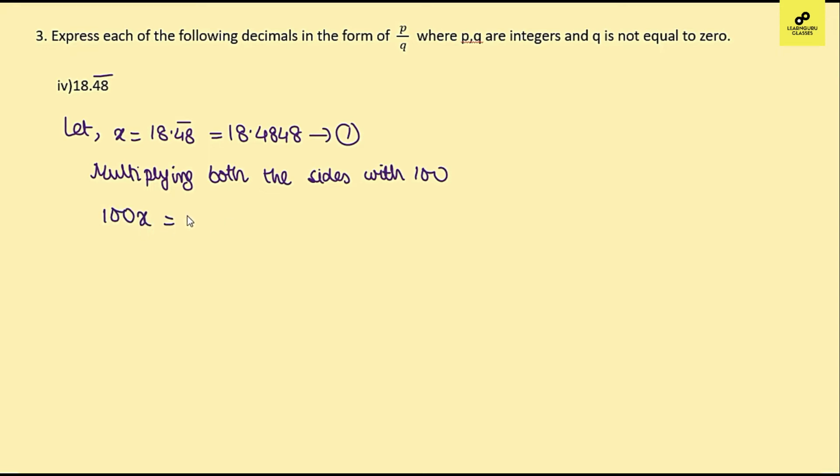100x equals 100 into 18.4848. Now as you are multiplying this decimal number with 100, means two zeros are there. So this 48 will come before the decimal. You know these things, right? You have done in your lower classes. So 1848.4848. Okay, so give this as equation 2.